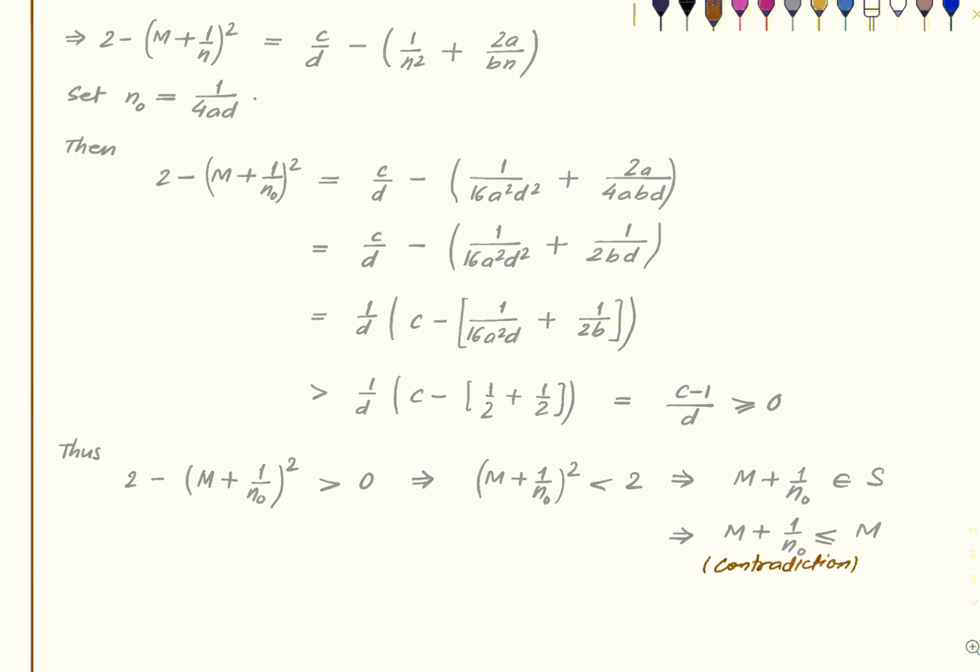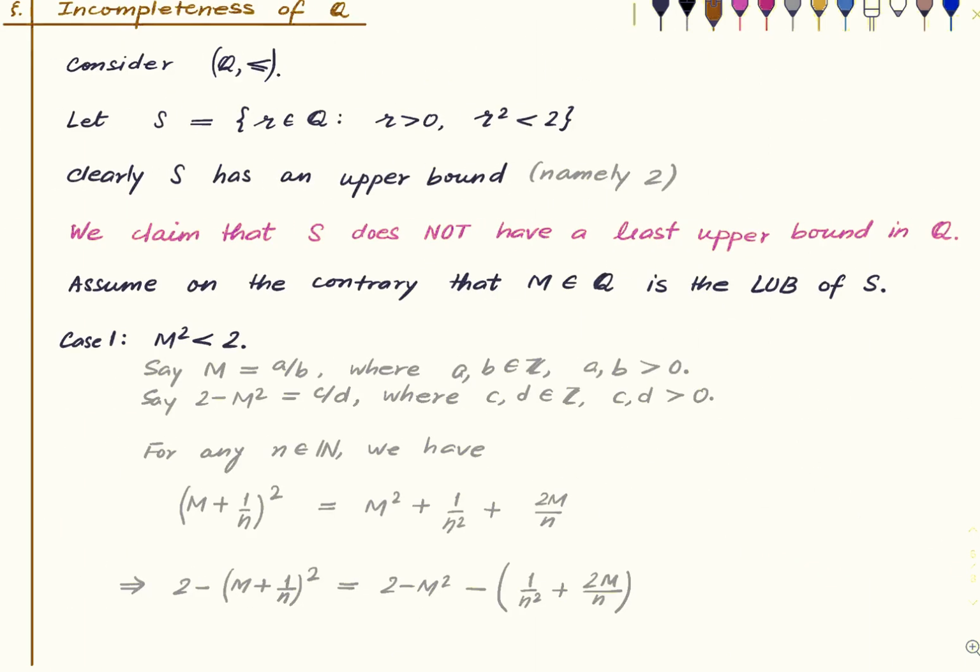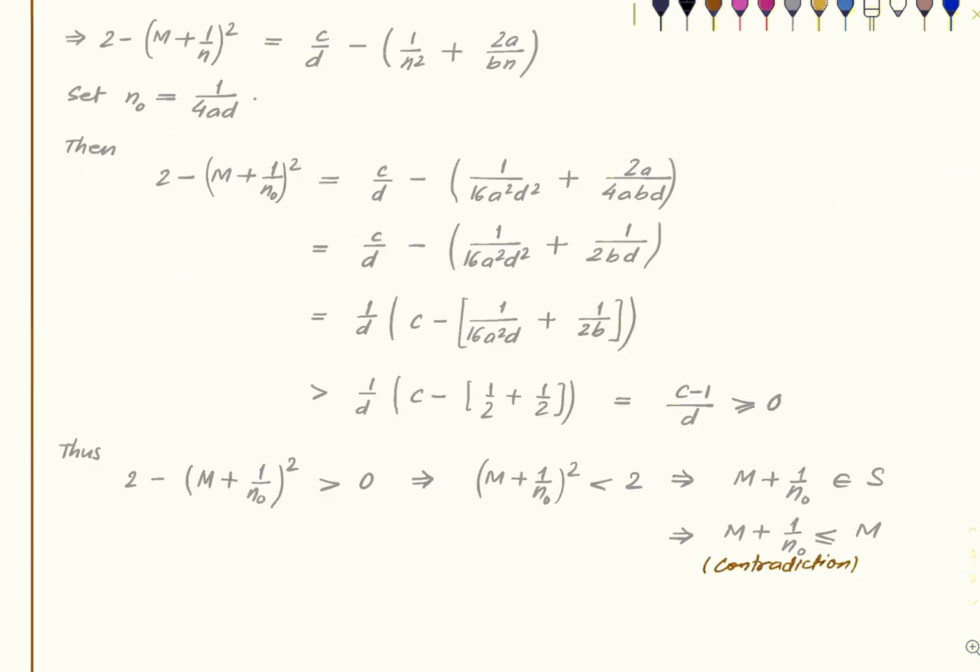This is a contradiction. So in this case, we did not even need to use the fact that M is the least upper bound. We just needed to use the fact that M is an upper bound and that it lies in S, meaning it satisfies this inequality. So that's all that we needed. Okay, so case 1 gives a contradiction.